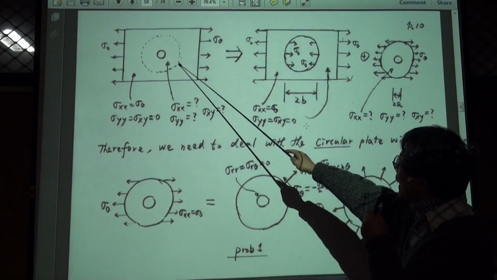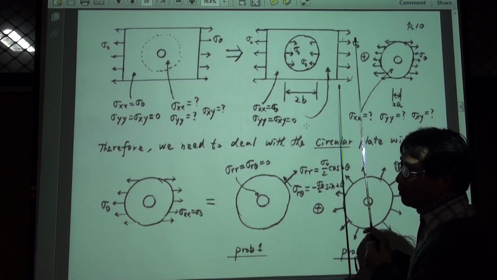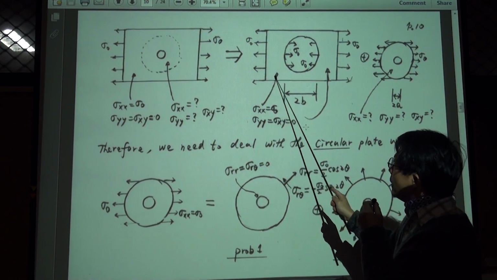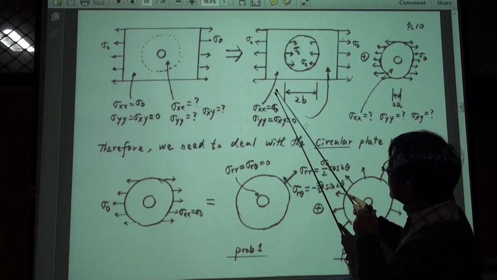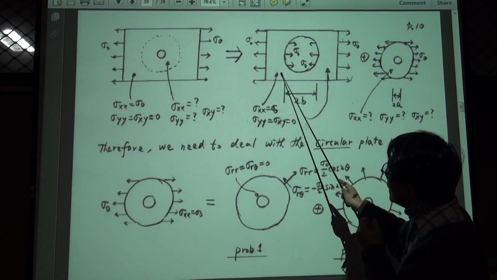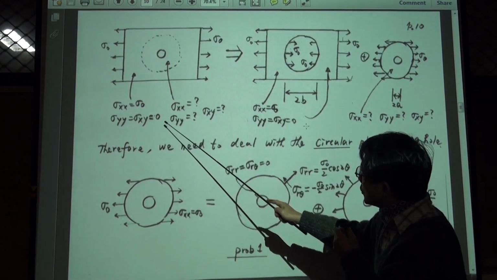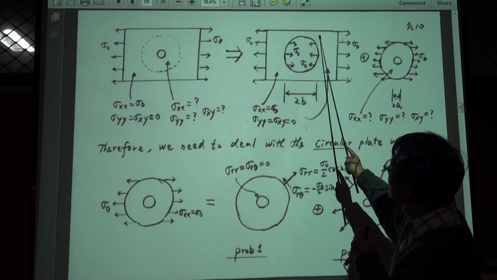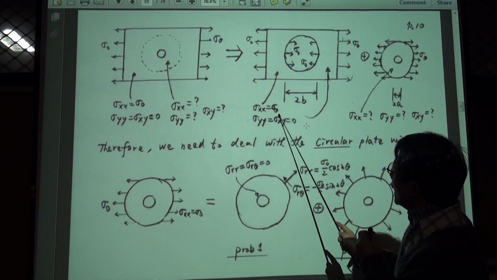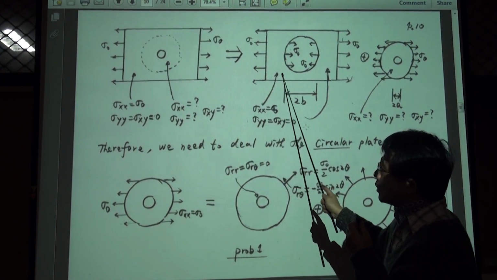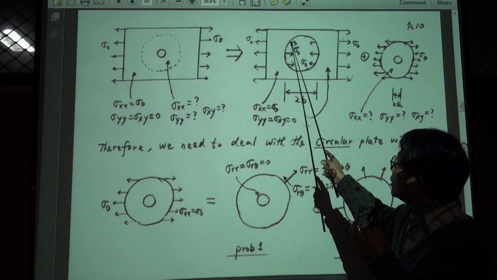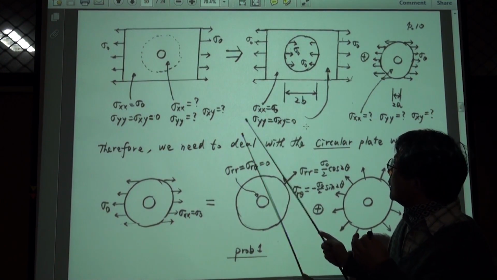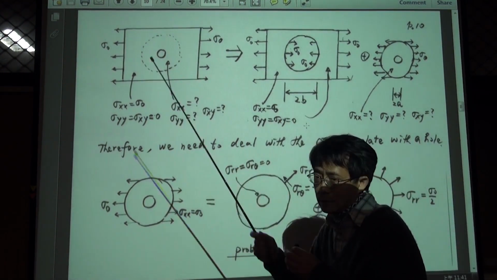Now, this plate can be decomposed into this plate and this plate. But actually, the stress state in this plate has been obtained, because the material here is just the same as the material here. So the stress state here is just like this. So the stress state of this plate with a big hole has been obtained. We don't worry about the stress state here, because this plate with a big hole has the same stress state as this one.